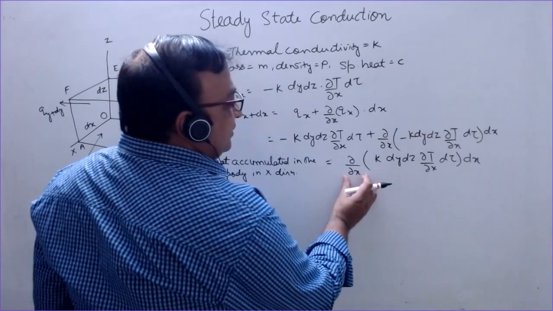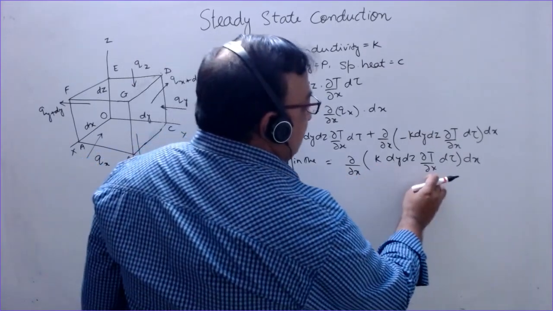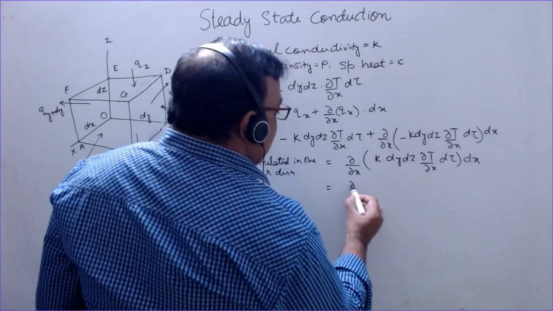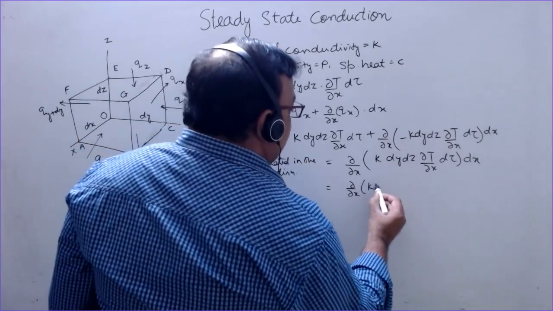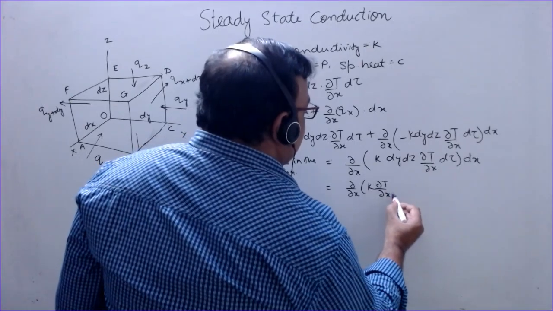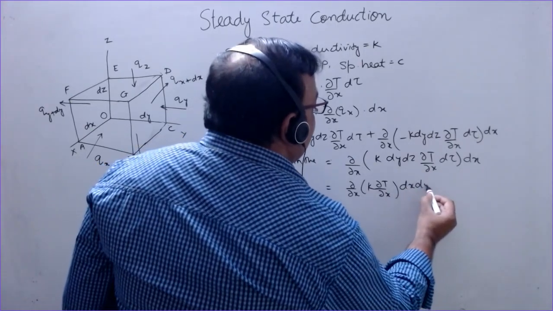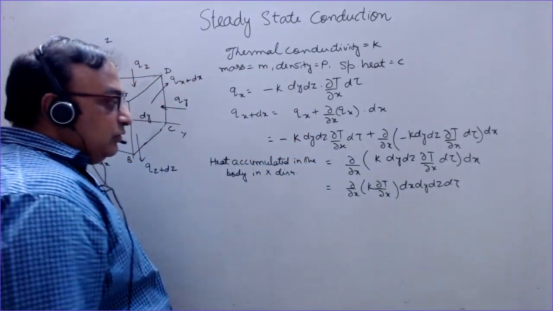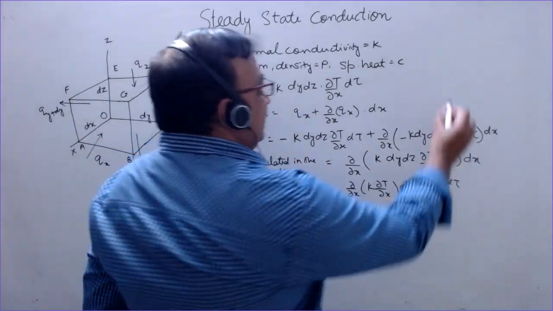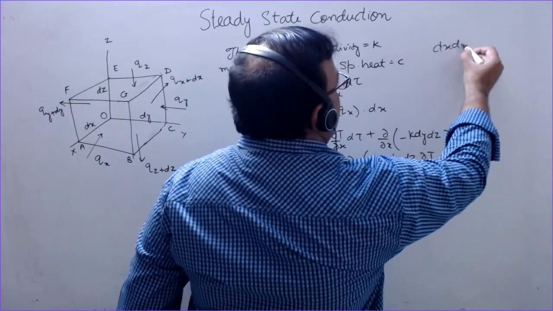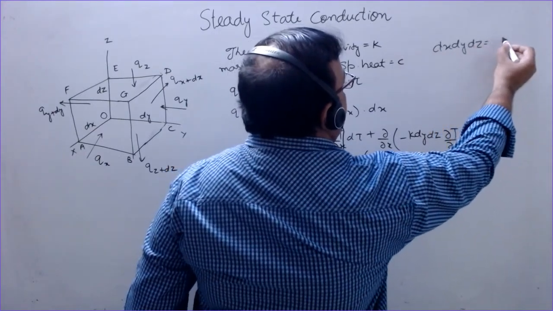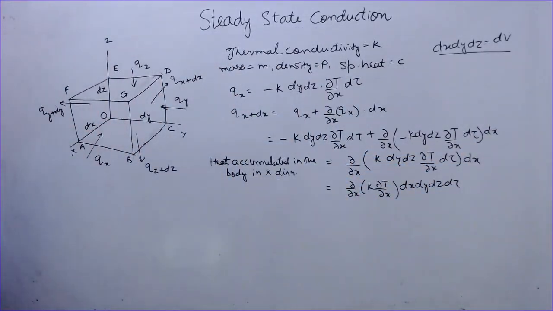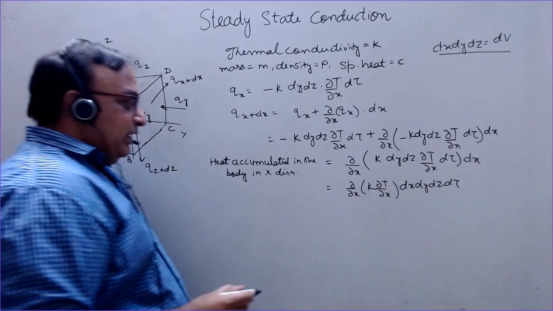with respect to x. So except k and this term, you can treat all of them to be constant. So del by del x of k del T by del x into dx dy dz into d tau. So what is this quantity? dx dy dz is the volume of the element, dV, multiplied by the time.